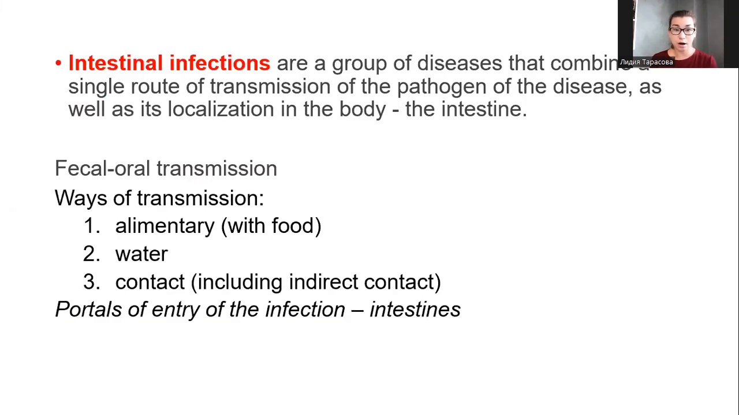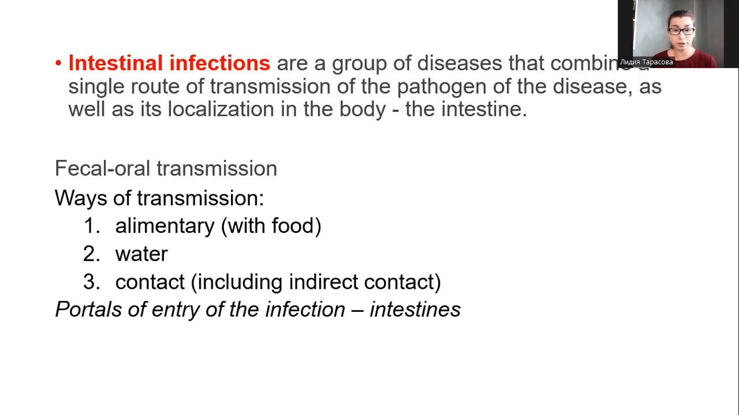Intestinal infections are a big group of diseases that combine a single route of transmission of the pathogen as well as its localization in the body, the intestine. So intestinal infection is a group of infections which can cause a disease in the intestinal tract. It's clear.